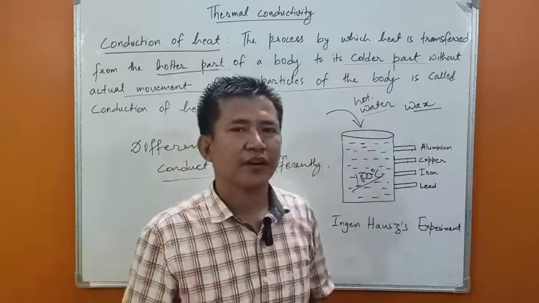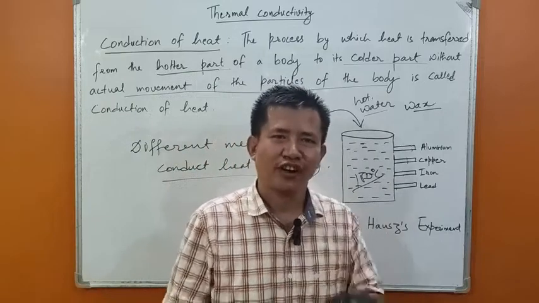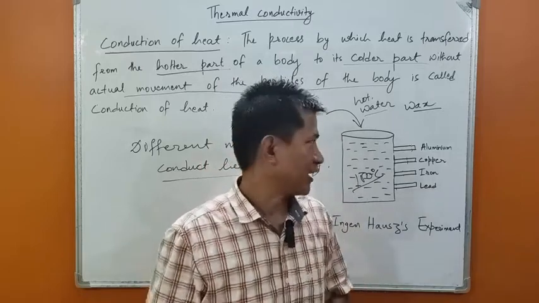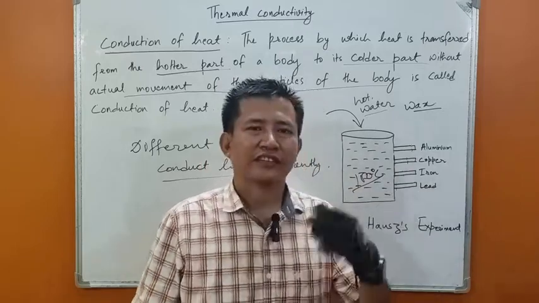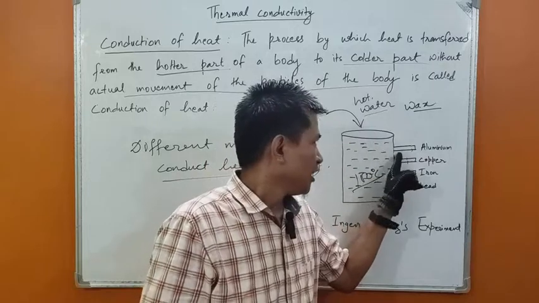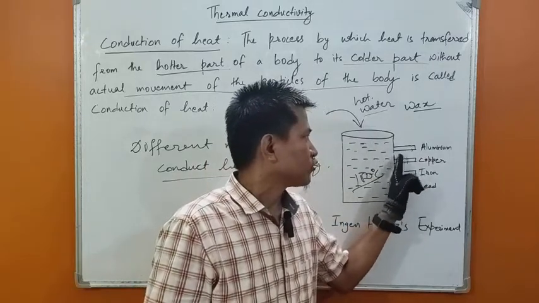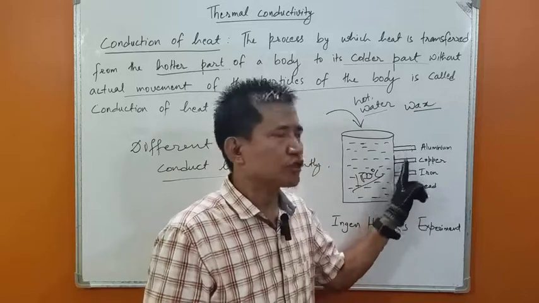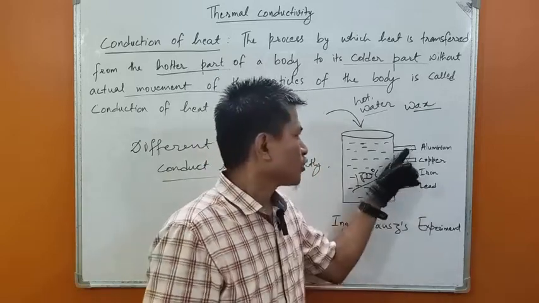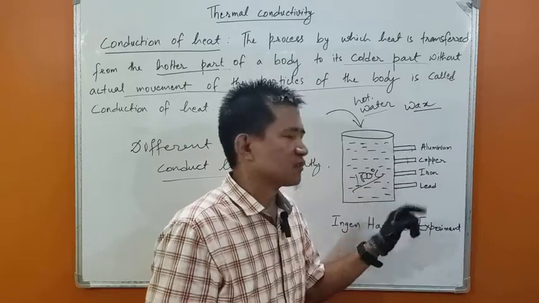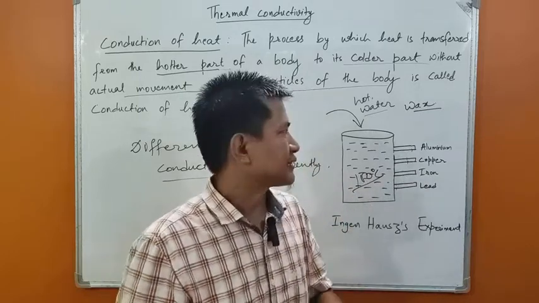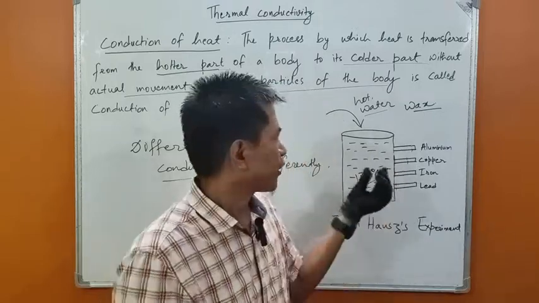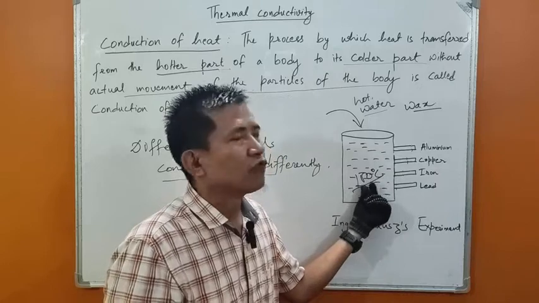From this experiment, we can be very sure that different metals conduct heat differently. If all of these metals had conducted heat equally, then the wax would have melted to equal distances in all 4 cases, isn't it? Now, the wax has melted to different distances in different cases. This means that different substances conduct heat differently for equal amount of heat or equal rise of temperature.